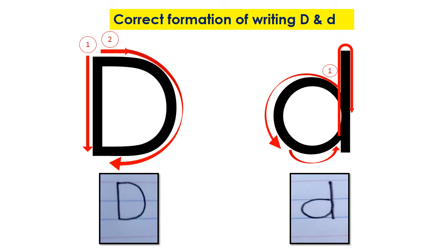This is the correct formation of writing capital D and simple D. With red arrows, you can get an idea. And also you can see how to write capital D and simple D in the double rule book. Got it? Okay. Alright kids. Then we'll start our today's lesson.